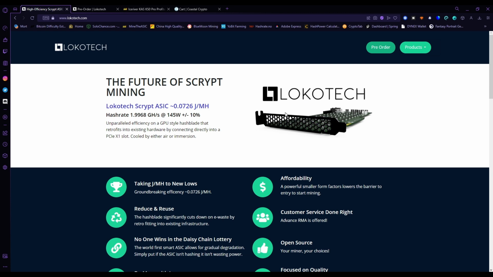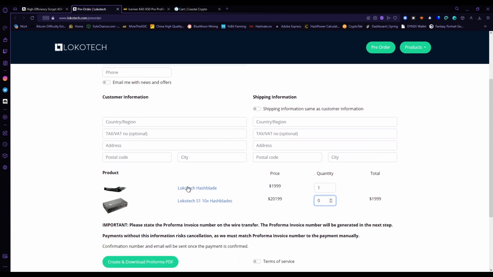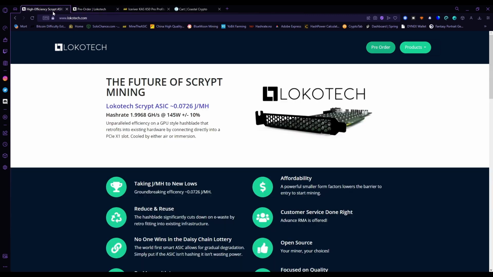It's a new company, just like Ice River once was. And it's expensive to get into, $2,000, and that's not even counting shipping and stuff. That's just the base price for the actual Hashblade. That's a lot of money, and you also have to have the other stuff to run it, because I'm pretty sure it runs on PCIe. So you need something to plug it into, such as a server case or a motherboard of some sort to run the thing. So keep that in mind. It connects directly into a PCIe X1 slot.